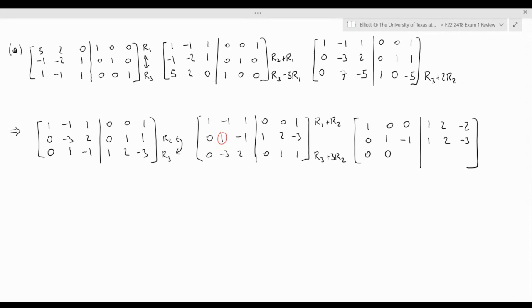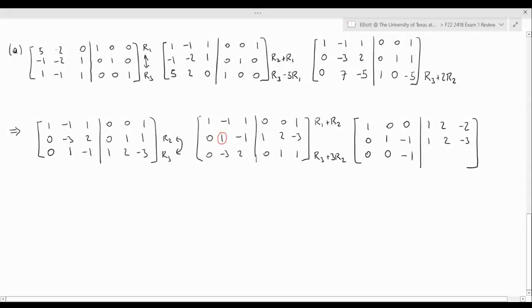Okay, that's convenient. And then down below, we're going to get row 3 plus 3 row 2. That'll be 2 minus 3, -1. 0 plus 3. 1 plus 6 is 7. And then 1 minus 9 will be -8, okay? All right.